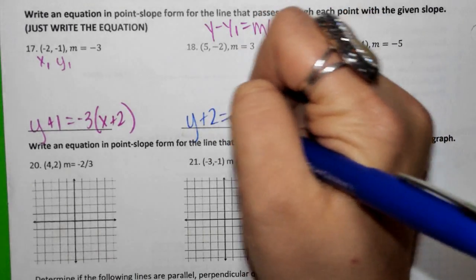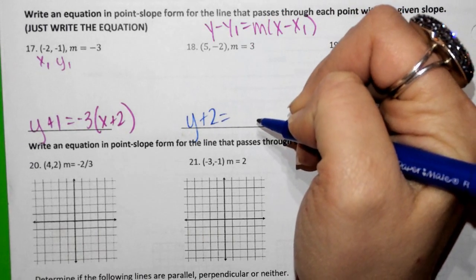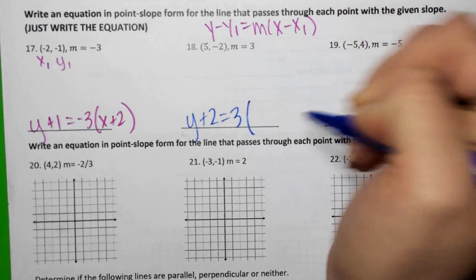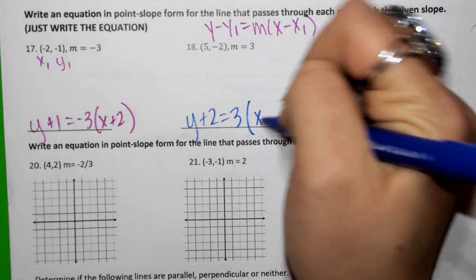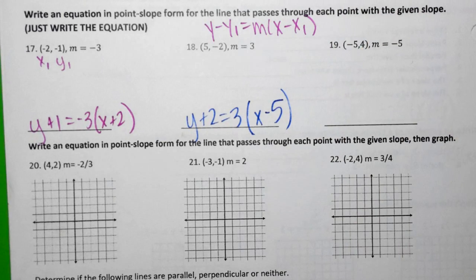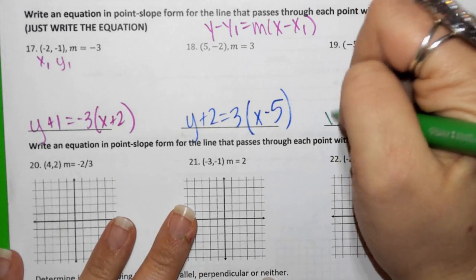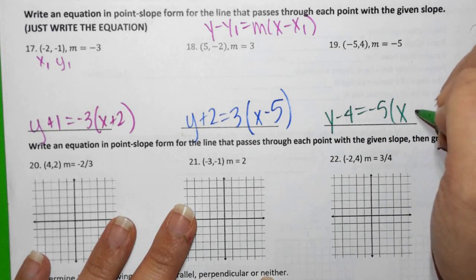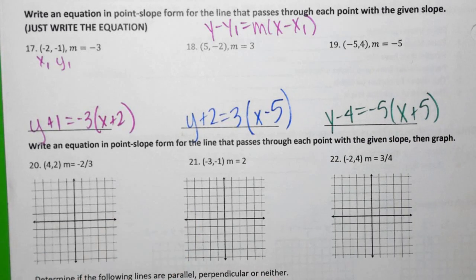Yeah, we do. x plus 2 equals 3. And then x minus 5. Very good. All right, who thinks they can take the last one? Okay, you're going to throw your back out. Holy cow. y minus 4 equals negative 5 times x plus 5. Fantastic. All right, those of you that answered those get a point. Good job.